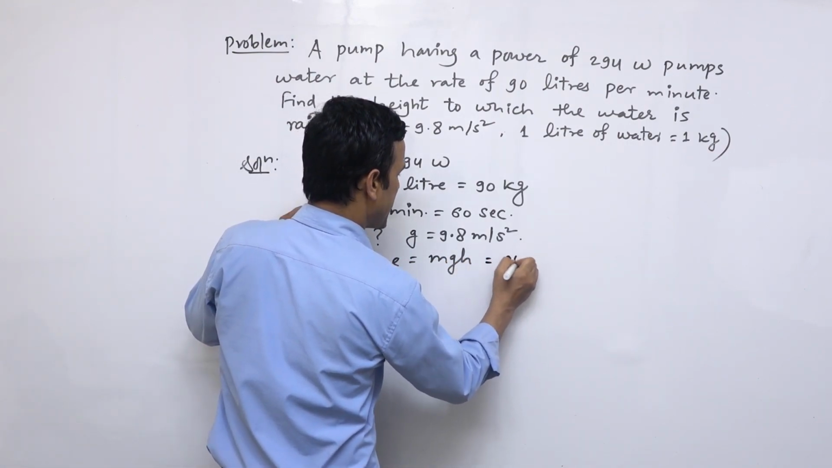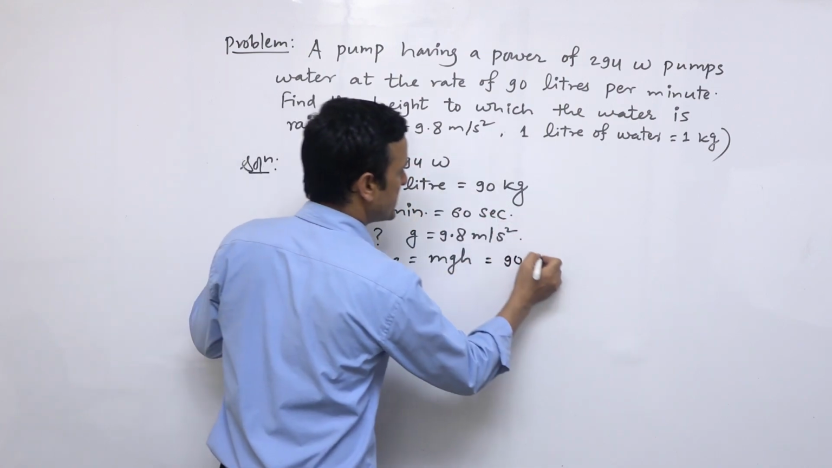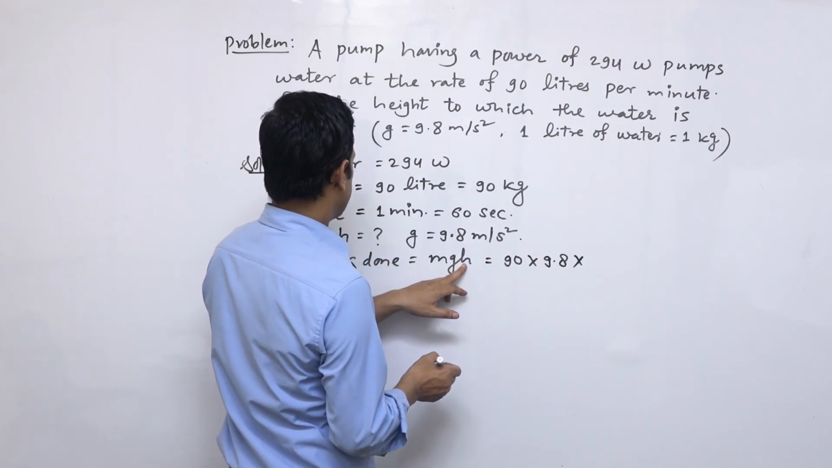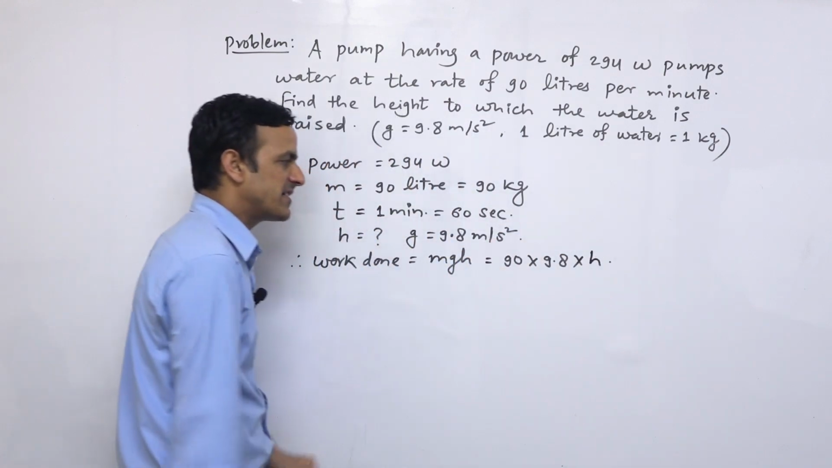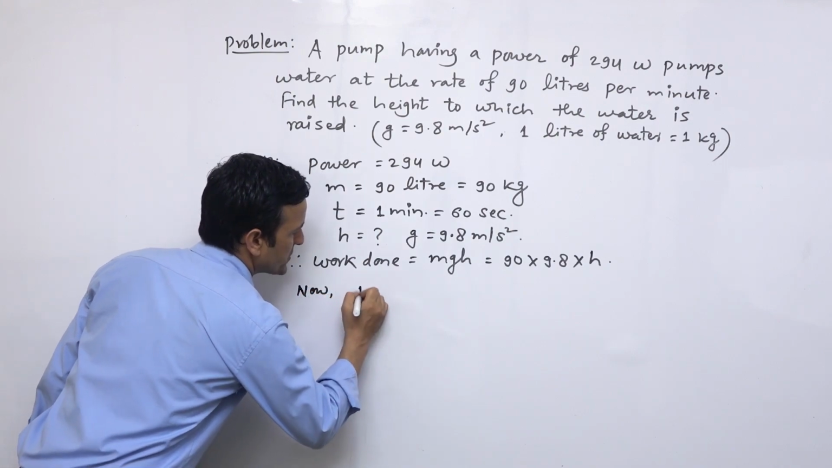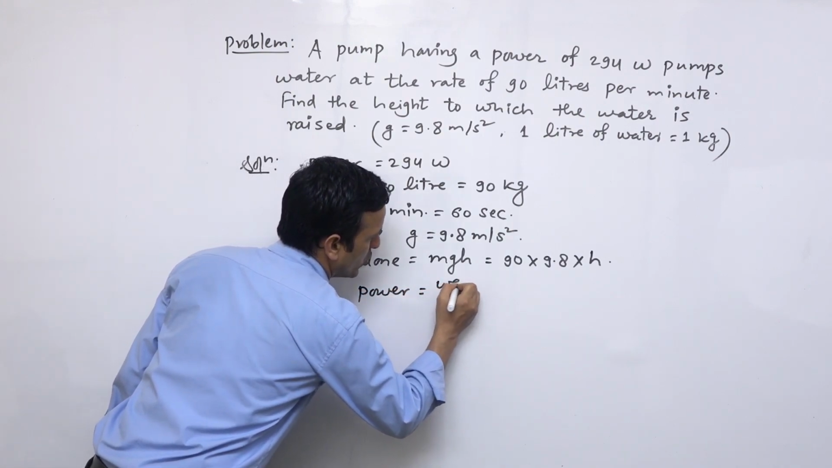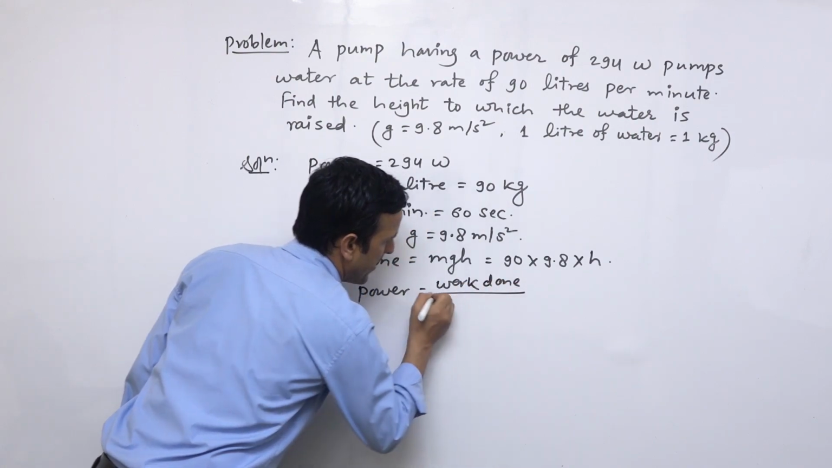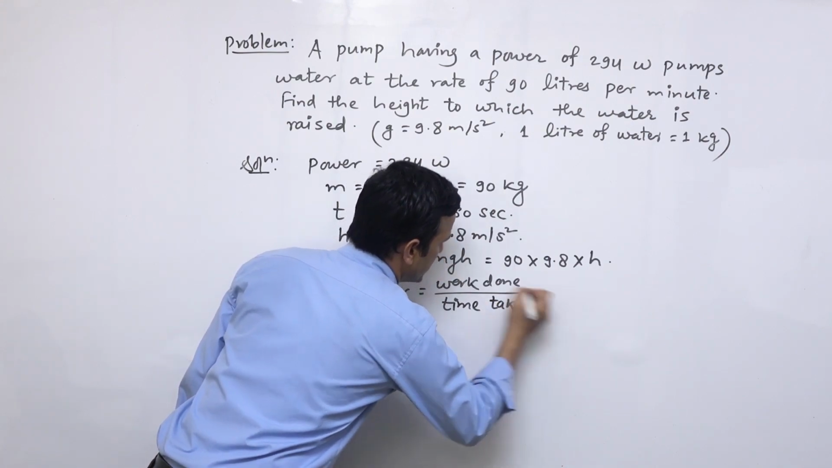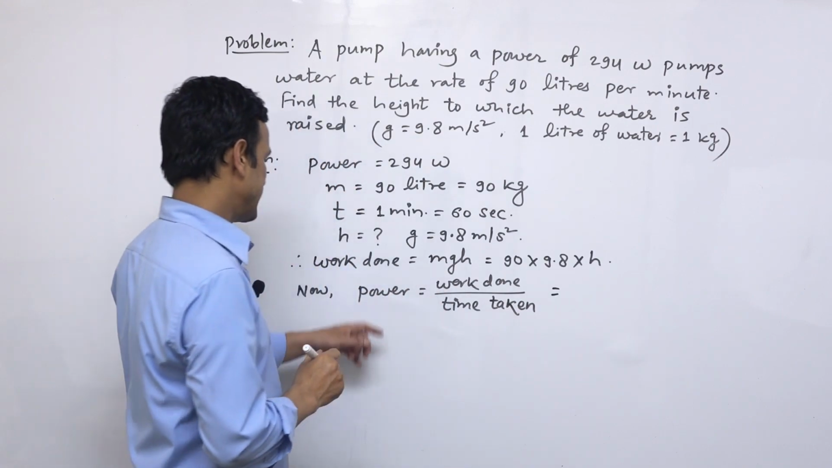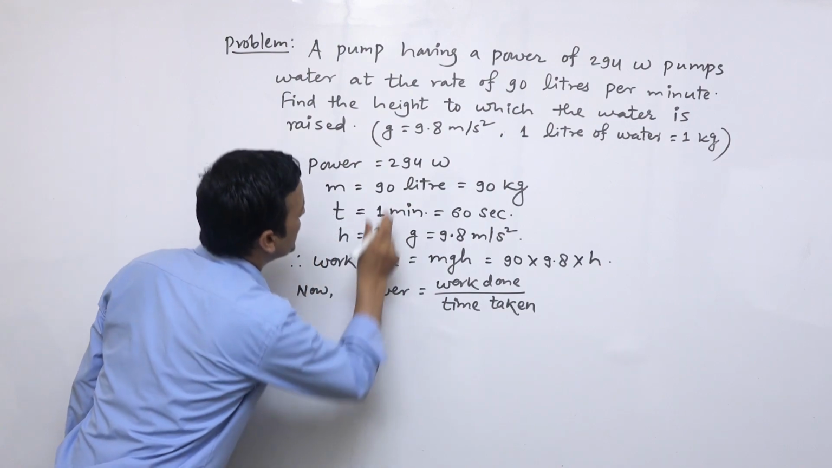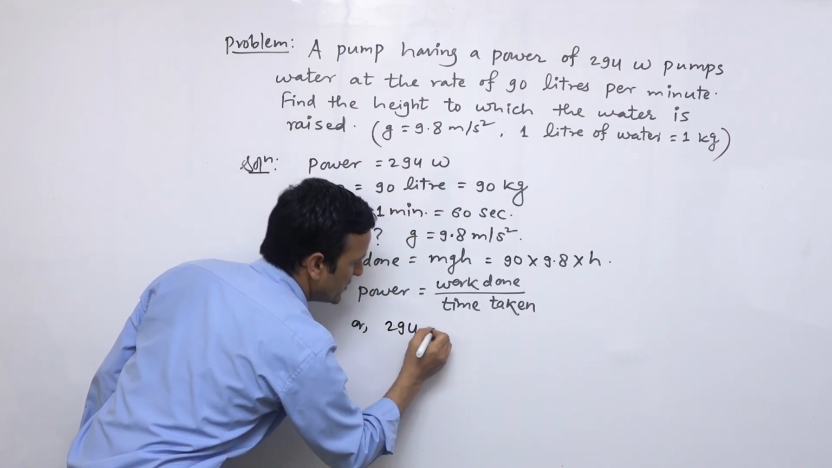So m means it is 90 kg. Gravity, this g is 9.8, and h means the height is unknown. So let's write h. It is the same. And now we can use the power. Power is equal to work done divided by time taken. So work done means it is 90 into 9.8. Power is given, so write down here. So power is 294. Write down 294.